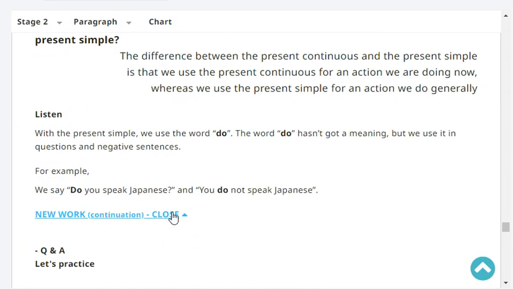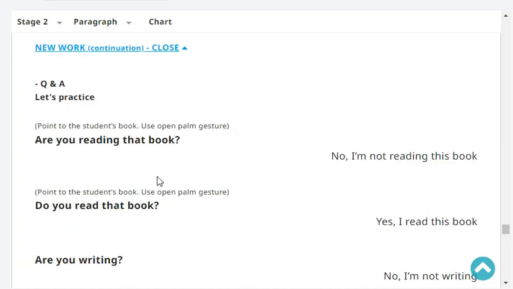With the present simple, we use the word do. The word do hasn't got a meaning, but we use it in questions and negative sentences too. For example, we say, "Do you speak Japanese?" or "You do not speak Japanese." Okay, let's practice. Are you reading a book?